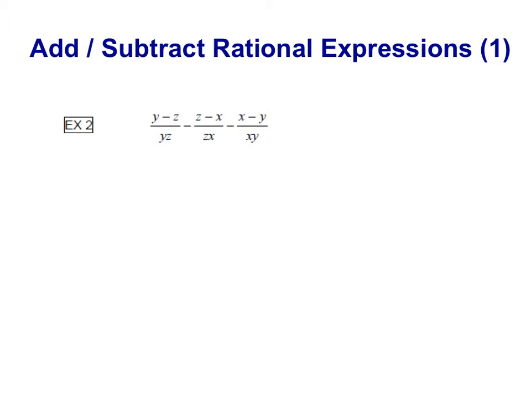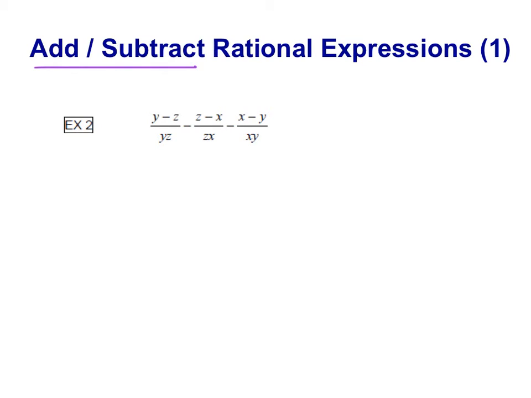Alright, we have a couple examples in this video where we are going to add or subtract rational expressions. When you are adding and subtracting rational expressions, you need a common denominator. So that's the first thing that you work on. You look at your denominators of the addition or subtraction problems, and you want those all to be the same. We can do that with multiplication.